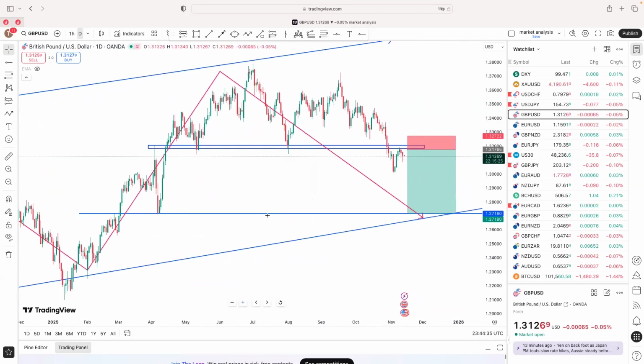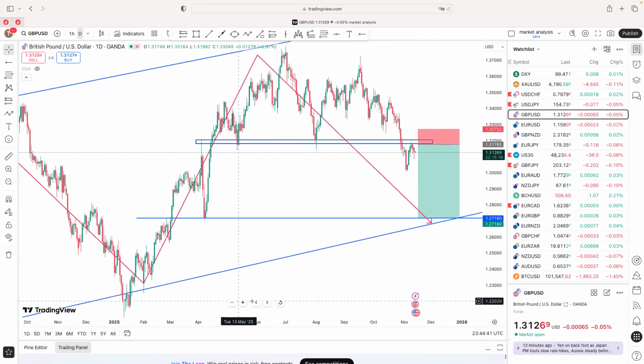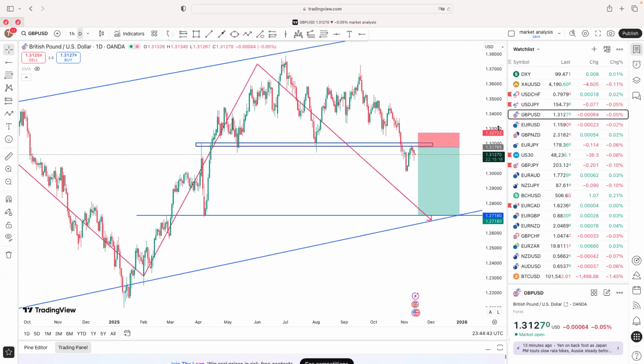I might be up first thing in the morning and do a top-down analysis on EURUSD again, because I'm holding trades on EURUSD, but I'm going to add more trades on GBP first thing in the morning.